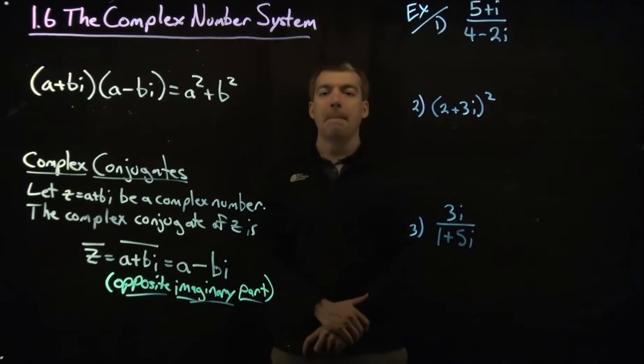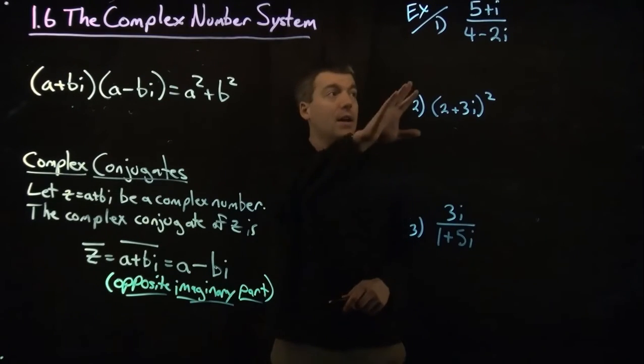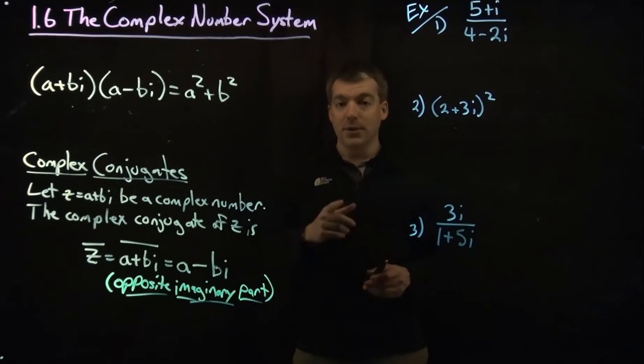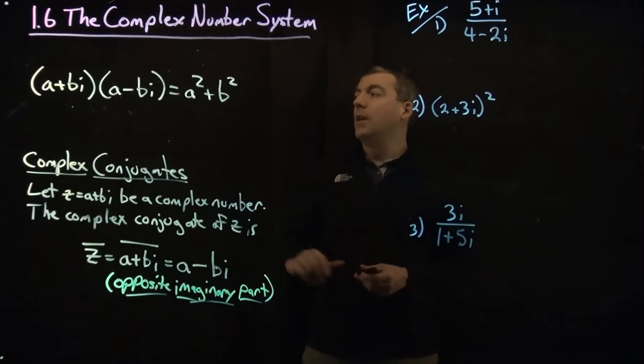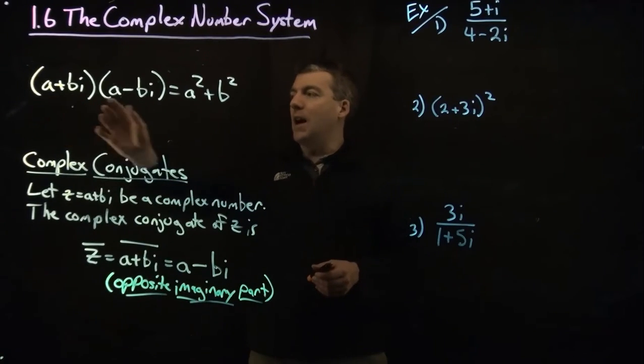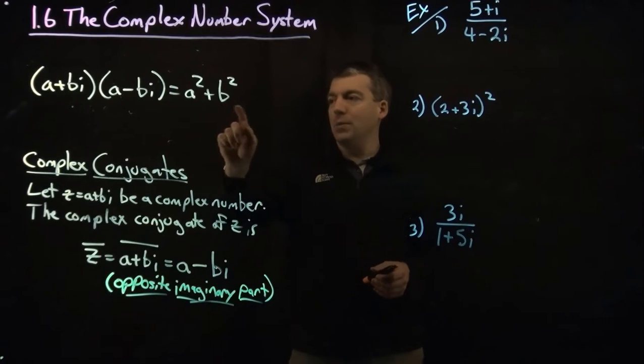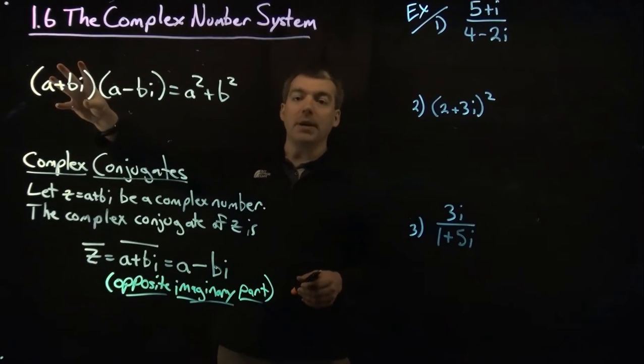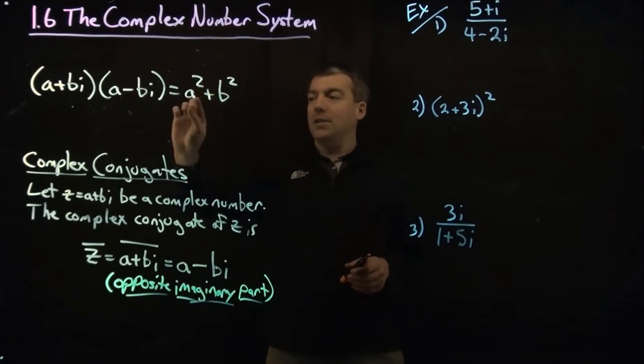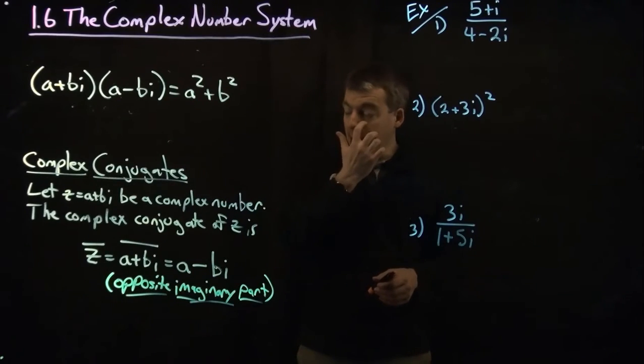All right, let's keep going on dividing complex numbers using the complex conjugate. So I've just moved the a plus bi times a minus bi equals a squared plus b squared over here. That is, a complex number times its conjugate is the real part squared plus the imaginary part squared.